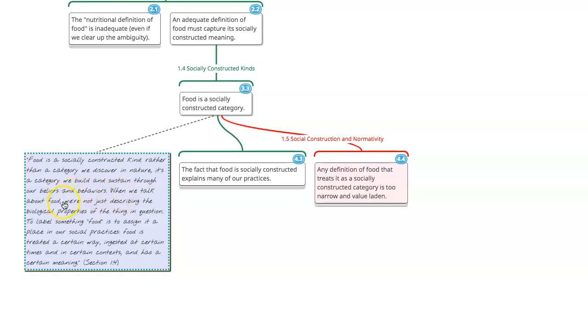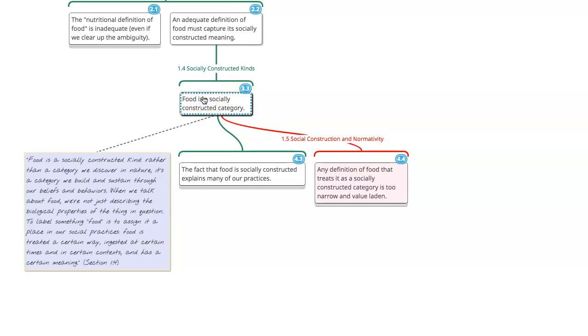When we talk about food, we're not just describing the biological properties of the thing in question. To label something food is to assign it a place in our social practices. Food is treated a certain way, ingested at certain times and in certain contexts, and has a certain meaning." All of that's a bit vague. It would be nice to spell it out, but these are the kinds of things that are true of a socially constructed category. It has to incorporate all these nuances and not just what are the physical properties it has: fats, proteins, water, etc.